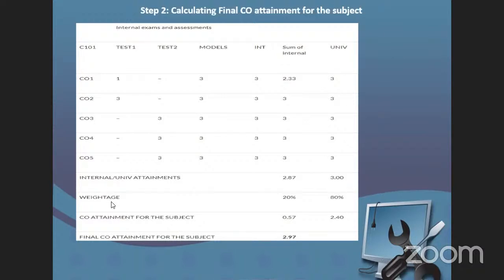Weightage. Remember, always higher weightage, 80% of weightage is given to university. 20% of weightage is given to the internal marks and metrics. So it is universally followed. You cannot change this value. Weightage is 20% for internal, 80% for external.